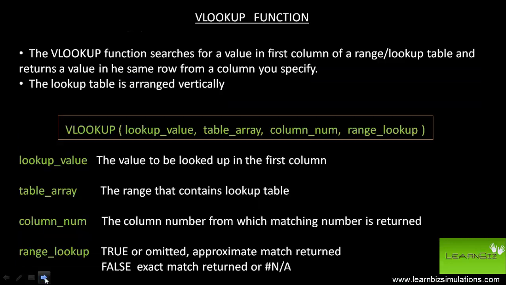First, we look at the VLOOKUP function. The VLOOKUP function searches for a value in the first column of a range or lookup table and returns a value in the same row from a column you specify. The lookup table is arranged vertically. The VLOOKUP function has 4 arguments. The first argument is the value that needs to be looked up. The second is the range. Third is the column number from which a matching number is returned. And fourth is true or false depending on what sort of match you want returned.